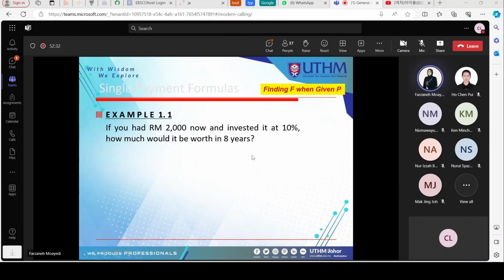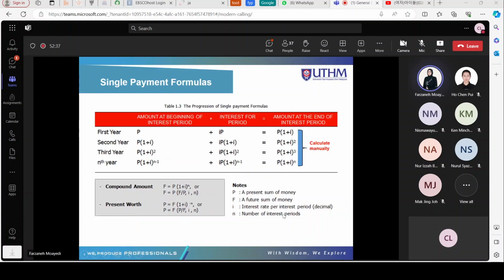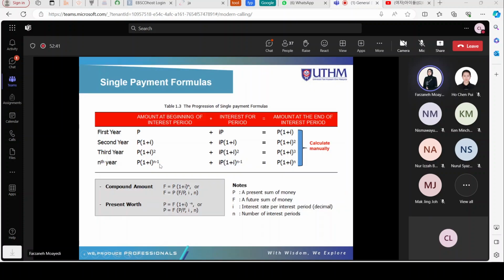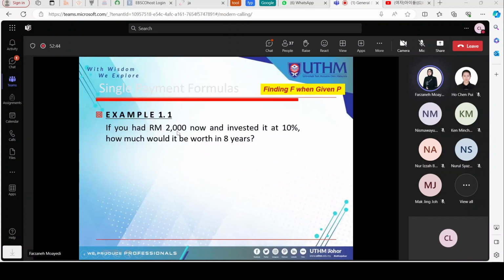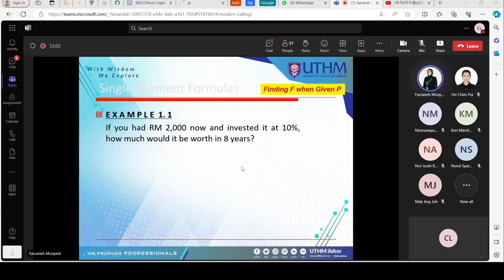So exactly, if I want to go back, you can use the same method like this. The only difference is that this time around you have 2,000, and it is 10%. It's still going to be the same percentage. And here you have done the calculation for 4 years. It's just that instead of 8,000, you use 2,000, and you increase this until 8 years. And you would still, at the end of the day, get an answer if you want to do it manually. However, definitely it's going to take a very long time to do the calculation.